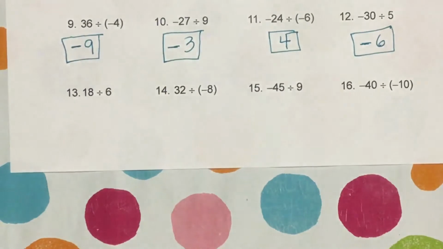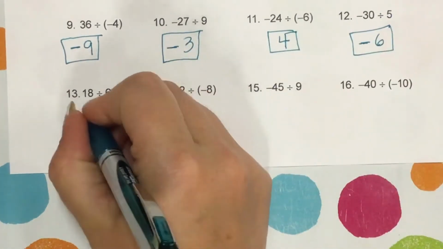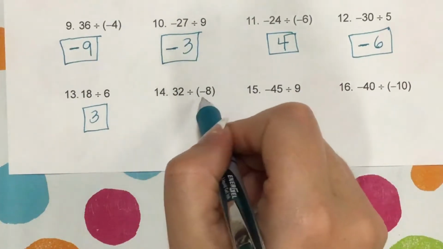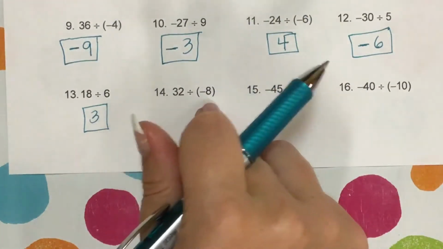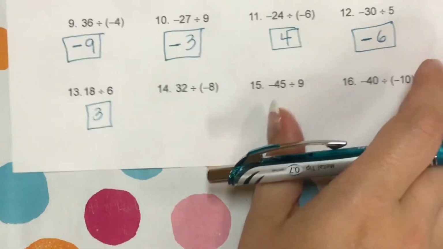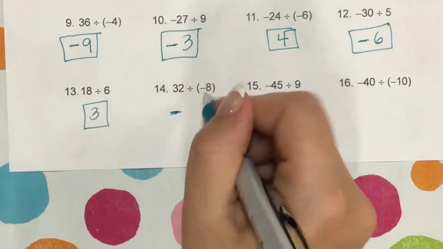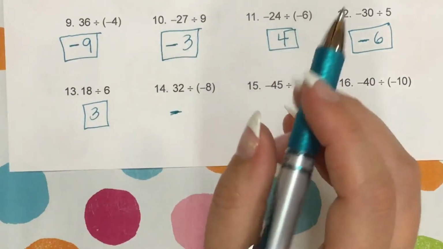We have 18 divided by 6, and 6 goes into 18 3 times. So that one's pretty straightforward. Number 14, 32 divided by negative 8. We have a positive divided by a negative. Whenever you have division and the signs are different, that means your answer is going to be negative. So then you just need to figure out, well, hey, what's 32 divided by 8? How many times does 8 go into 32?